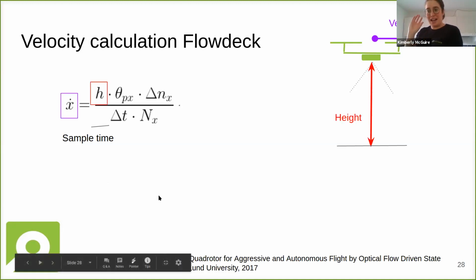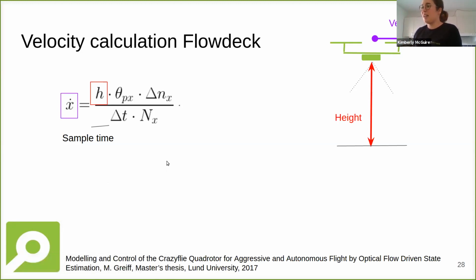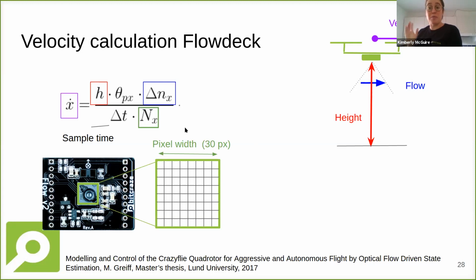So this is the height, obviously, that you get from the height sensor. And then you'll also get the flow, which is just the pixels within a certain sample time. So the accumulated pixel movement measured in a sample time. But you also need some extra data because you need to, for instance, know how big the sensor is, how many pixels the sensor actually has. Well, it has 30 pixels. Now you guys know. You can also find it back in the firmware.